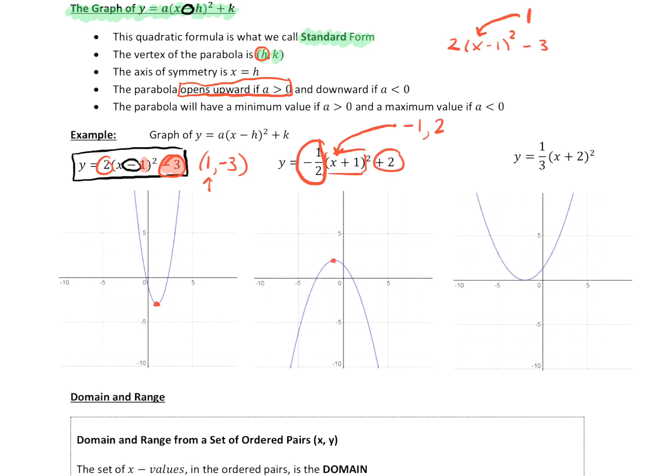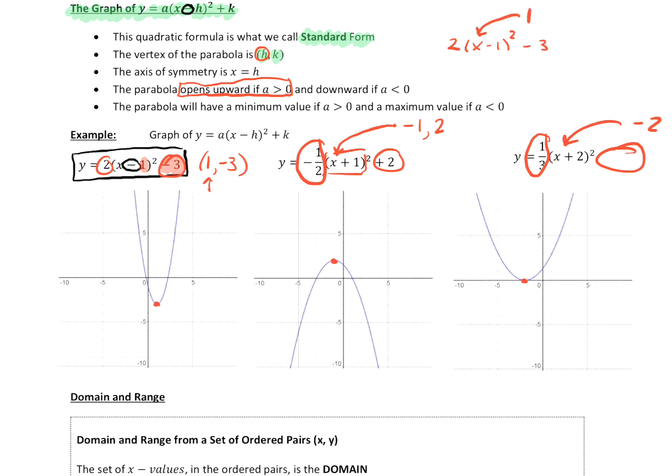So my vertex has gone to negative 1 plus 2. What makes this 0 when x is negative 2? And is there a vertical shift? No. So you've just moved negative 2. Again, this opens up 1. So I'll say it again.